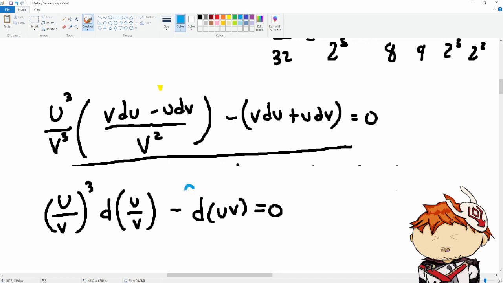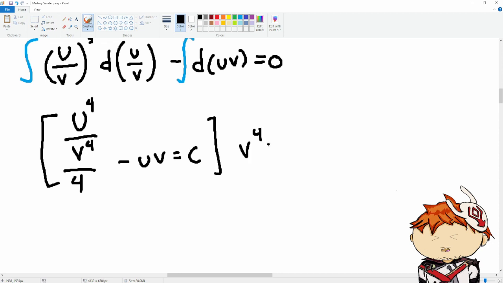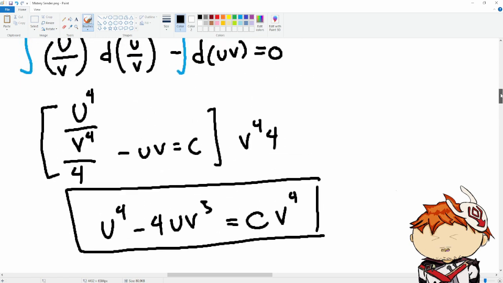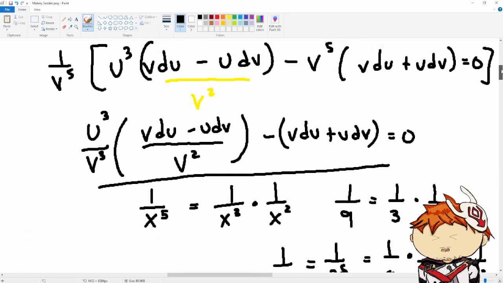Anyways, I integrate these terms. This will become u to the 4th over v to the 4th over 4 minus uv is equal to c. Multiply both sides by v to the 4th and 4. So this will become u to the 4th minus 4uv to the 5th is equal to c v to the 4th. This is now our general solution.